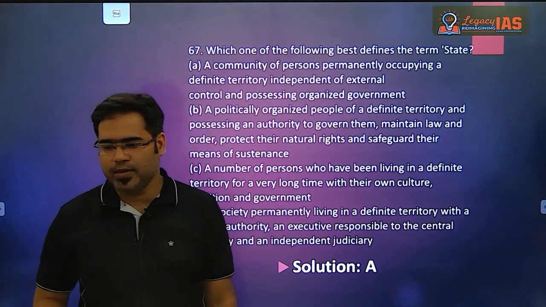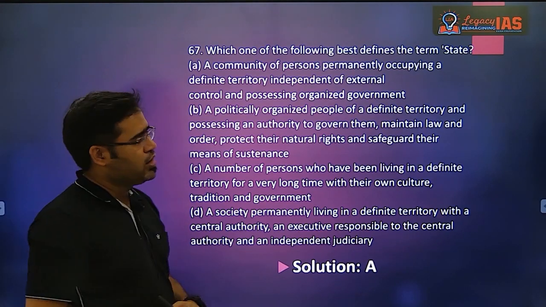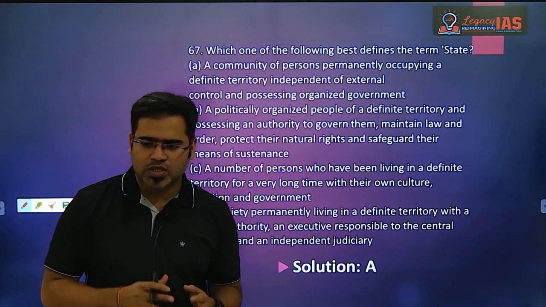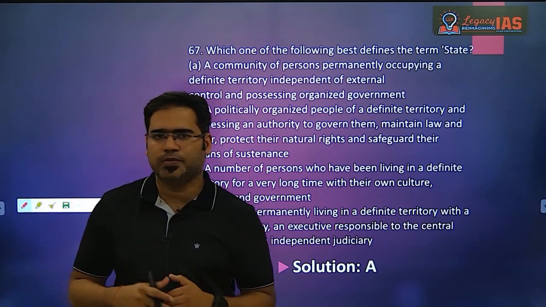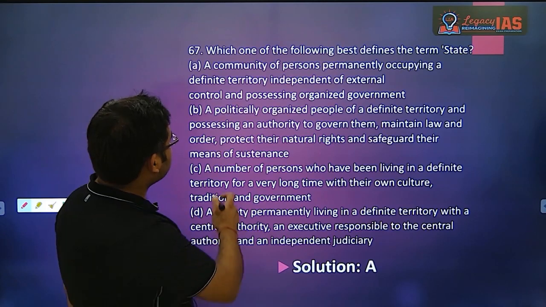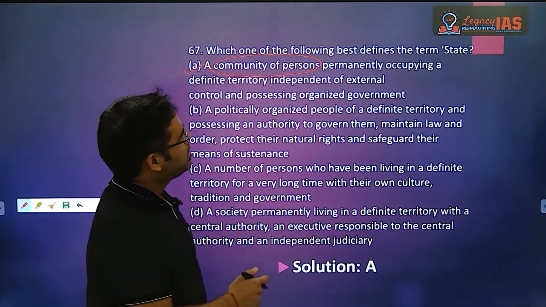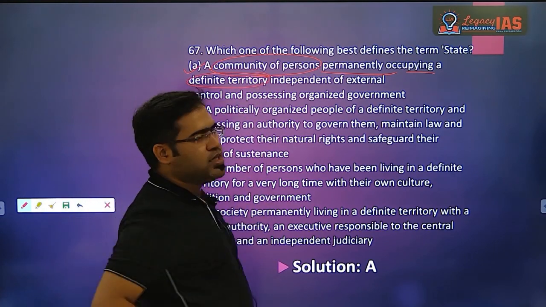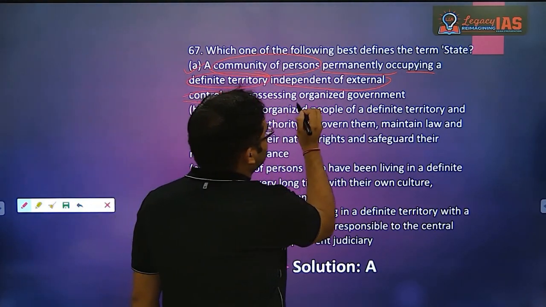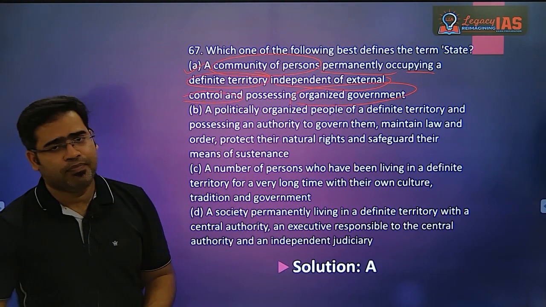Next, 67: which one of the following best defines the term state? See, this is not available in Lakshmikant, but we need to understand the meaning of the term state. When we read state versus nation, state means a few important things need to be there: a definite territory, some collective people, and third, a sovereign government. So when we read the option, a community of persons means one criterion is fulfilled, permanently occupying a definite territory, so territory is also there. Next is independent of external control, which means they are sovereign also. And the fourth criterion is possessing an organized government. So these 4 criteria are already given here, so this will be the correct definition of the state.